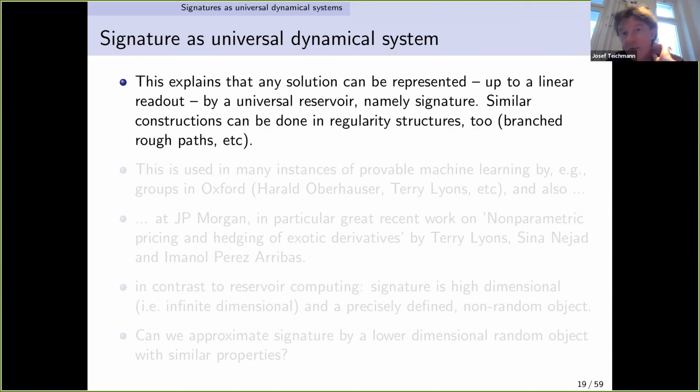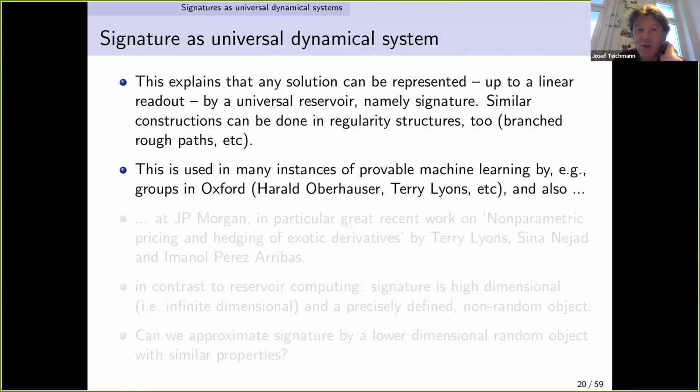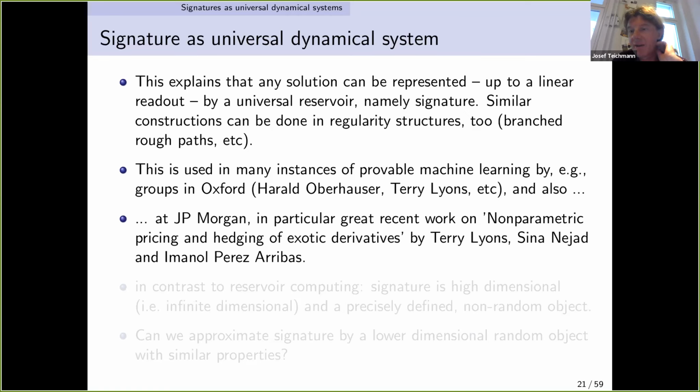As I said before, it has been introduced by Terry Lyons in order to kick off rough path theory, but it is also used in machine learning because, due to this universality, it can be used to represent path space functionals. And this is actually done in many instances, that the signature is used as an interesting basis on path space.